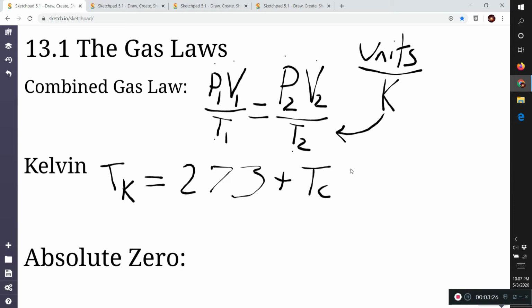Now if you remember, Kelvin doesn't have negative numbers because 0 Kelvin is called absolute zero. It is a hypothetical point. Now remember what temperature measures. Temperature measures the average kinetic energy of particles. It's the point where all particle motion stops.